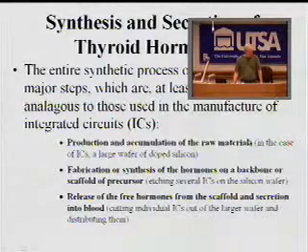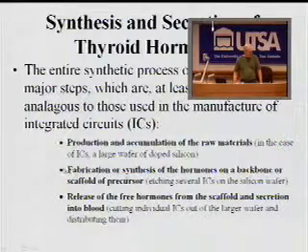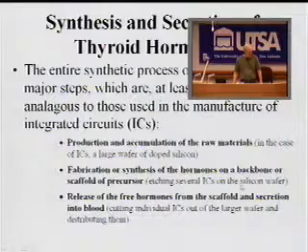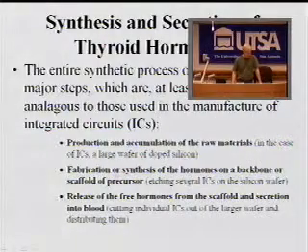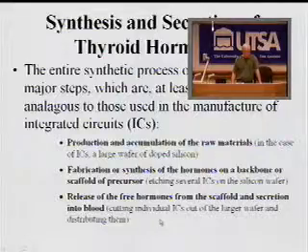So the production and accumulation of the raw materials, so in the case of the ICs, a large wafer of doped silicon. So obviously this is the thyroglobulin. Fabrication or synthesis of the hormones on a backbone or scaffold of precursor, like etching several ICs on the silicon wafer. So there's a lot of tyrosine residues scattered throughout the thyroglobulin. The release of the free hormones from the scaffold and secretion into the blood, so cutting the individual ICs out of the large wafer and then distributing them.